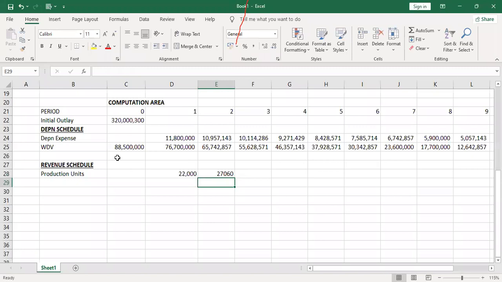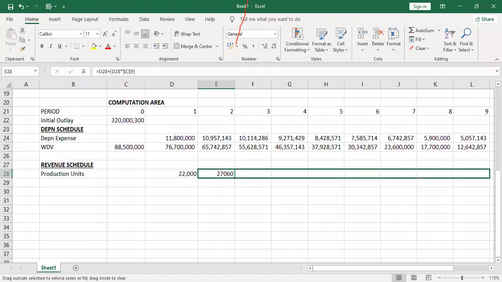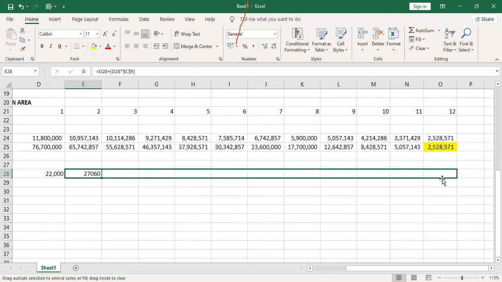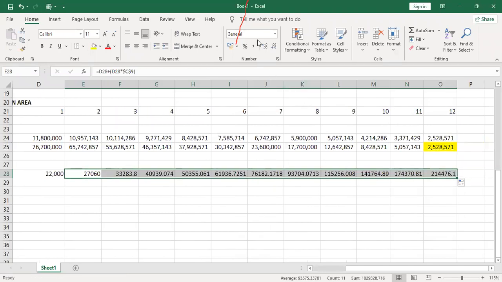Close the brackets and then press enter. So in year 2, you'll be producing 2760 units. Click on the value, press the cursor on the autofill icon, and then you drag up to year 12. So those are the units you'll be producing in year 12. Let me give you a minute to help one another before we can proceed.